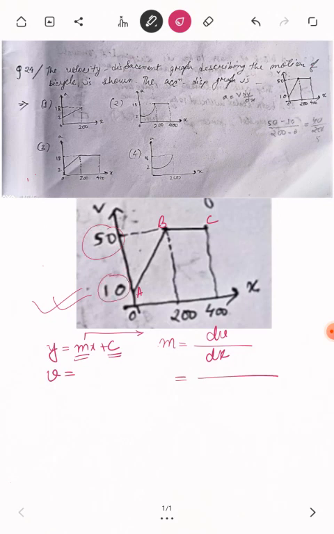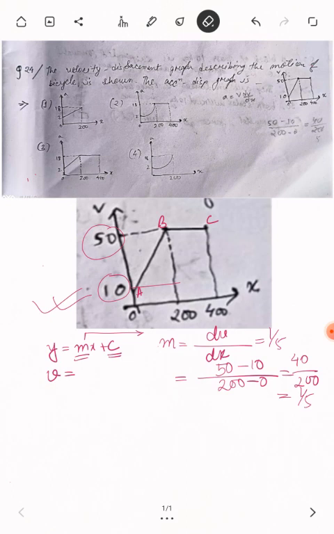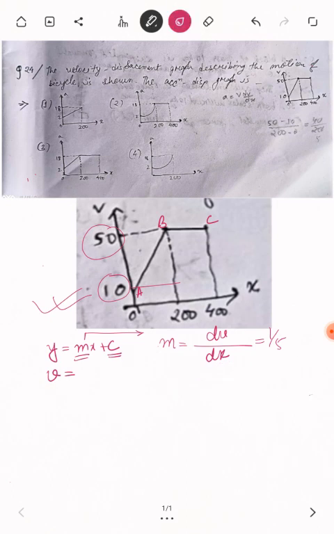So what is dv by dx? dv is equal to 50 minus 10, and dx is equal to 200 minus 0. So it will be 40 divided by 200, which is 1 by 5. So dv by dx is equal to 1 by 5, that means m is 1 by 5. What is c? c is the y-intercept, which is 10. So v is equal to 1 by 5 x plus 10. This will be equation 1.